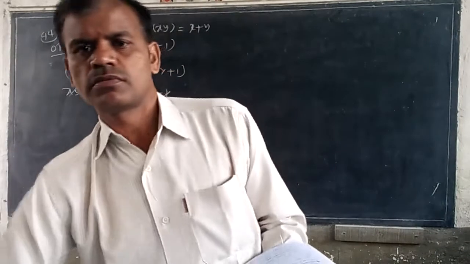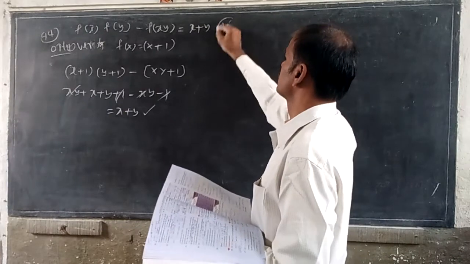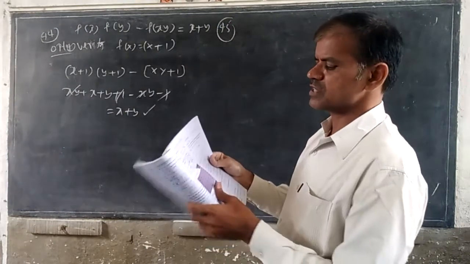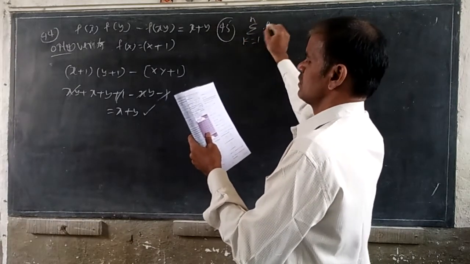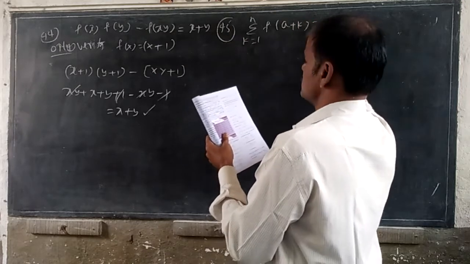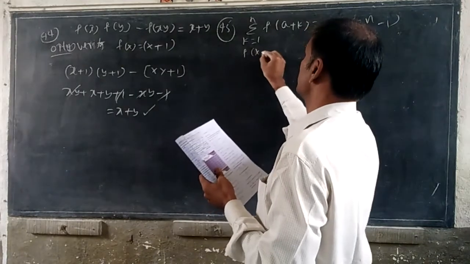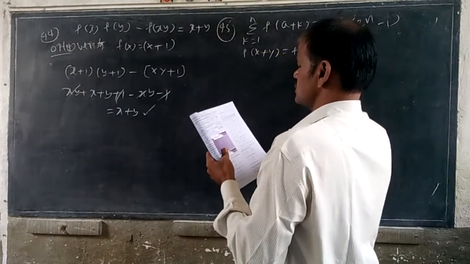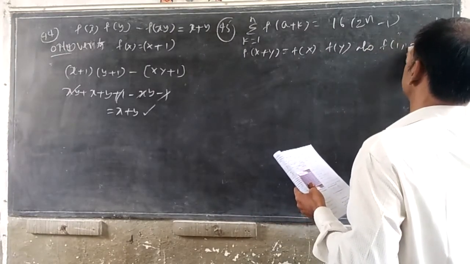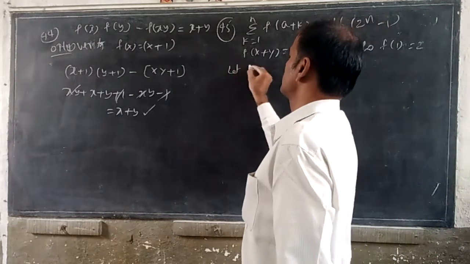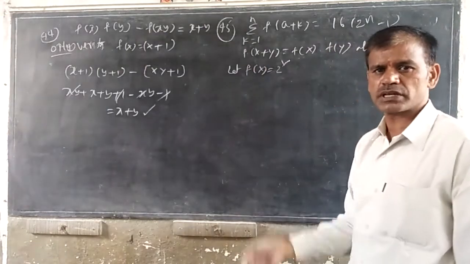Now 45th question. If a function is defined by sigma k equal to 1 to n of f of a plus k is equal to 16 into 2 power n minus 1, then find a. The condition given is f of x plus y is equal to f of x into f of y. Also, f of 1 is equal to 2, given. So let f of x be 2 power x, because 2 power x plus y becomes 2 power x dot 2 power y.